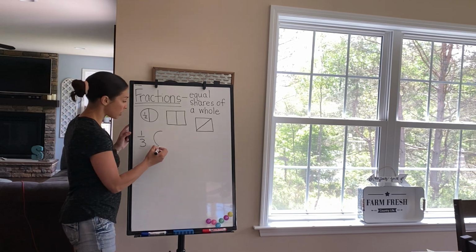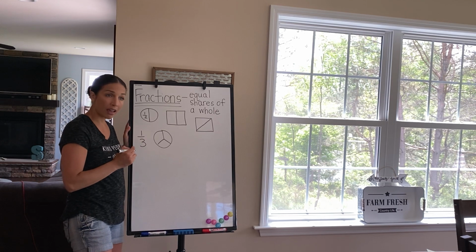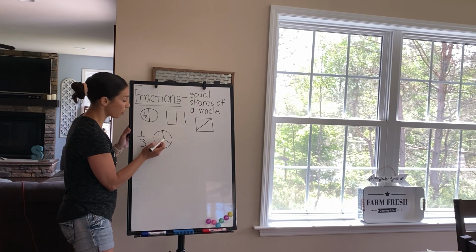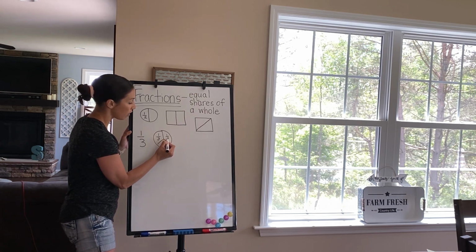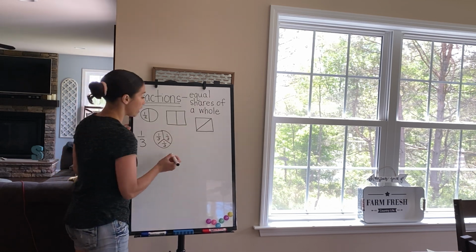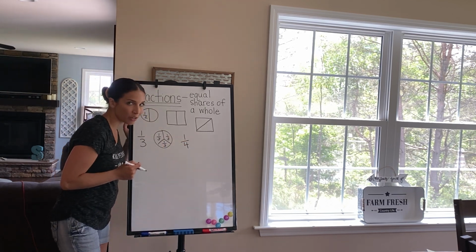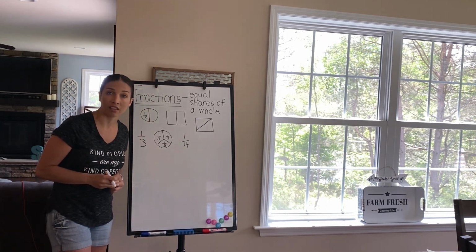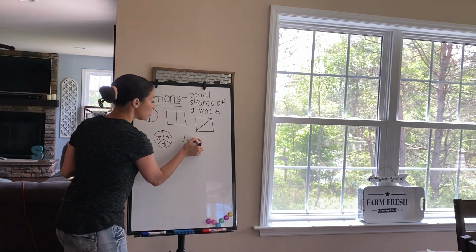1/3 might look like this in a circle. And the reason it would look like that is because this is one piece. And how many total pieces? 3. So that would be 1/3, that would be 1/3, and that would be 1/3, okay? Another fraction I wanna talk to you about is fourths. So let's pretend we're together for a second. If I were to have fourths, how many total pieces would be in the shape? There would be 4 total pieces. So let's do a square.